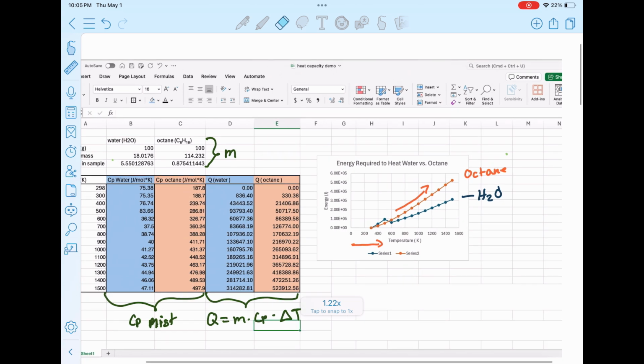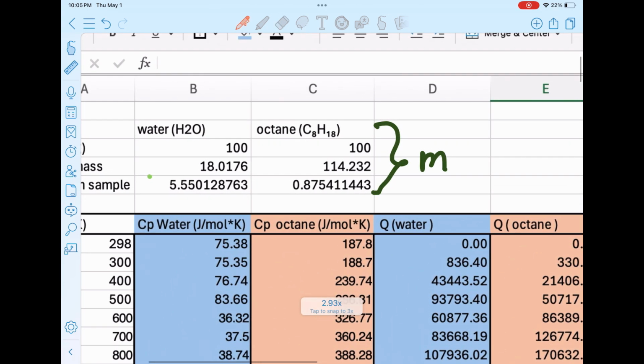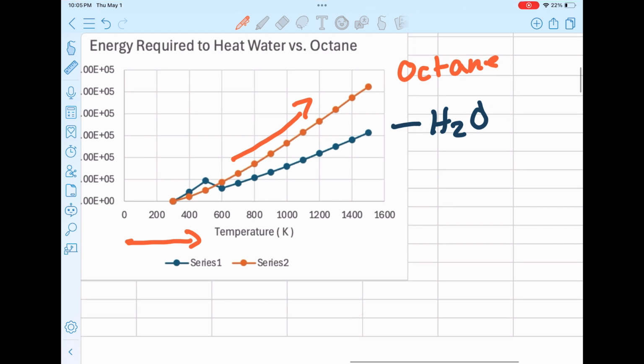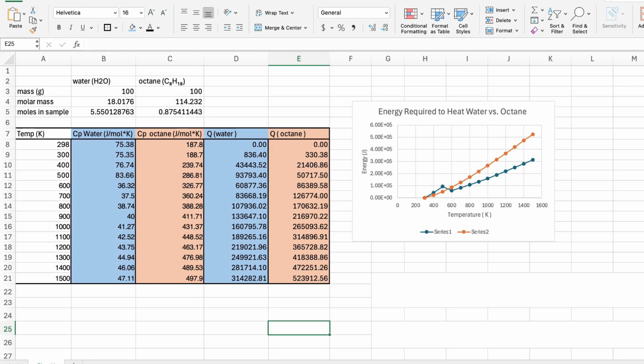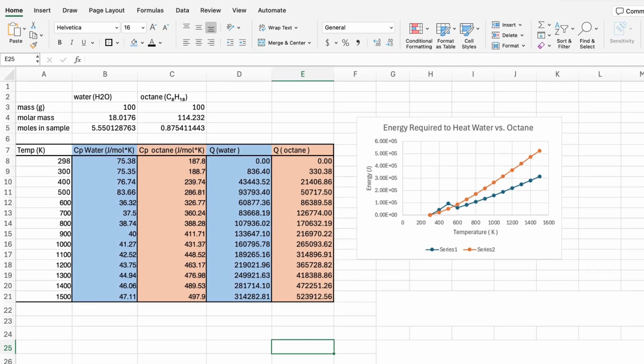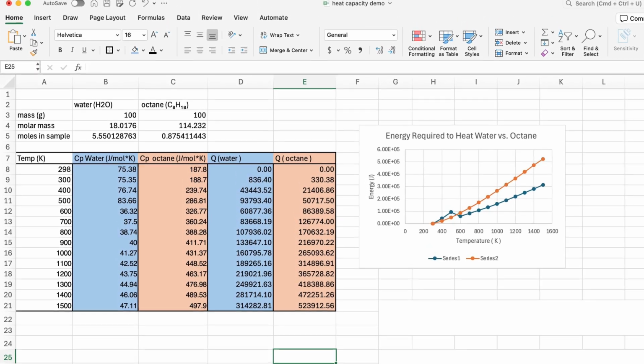Okay, so after analyzing this graph, you can see that even though water has more moles in the sample than octane does, octane still seems to require more energy to reach the same temperatures as water. Thus, we can assume that octane most likely is a more complex molecule that can absorb more energy through its intermolecular interactions.